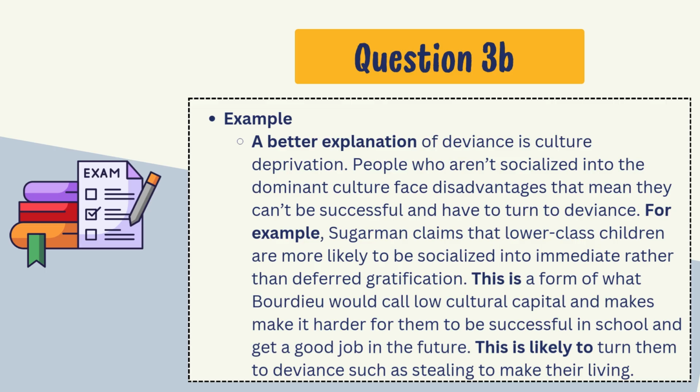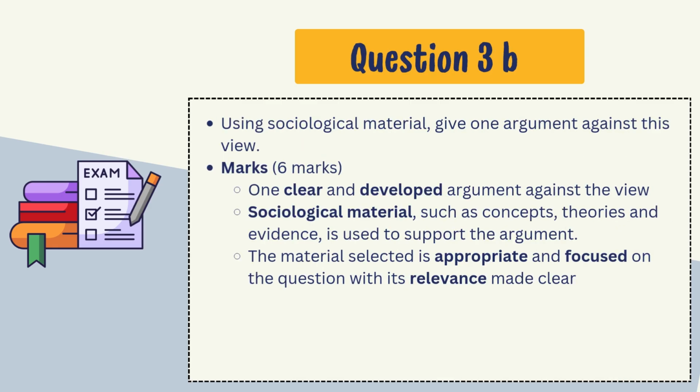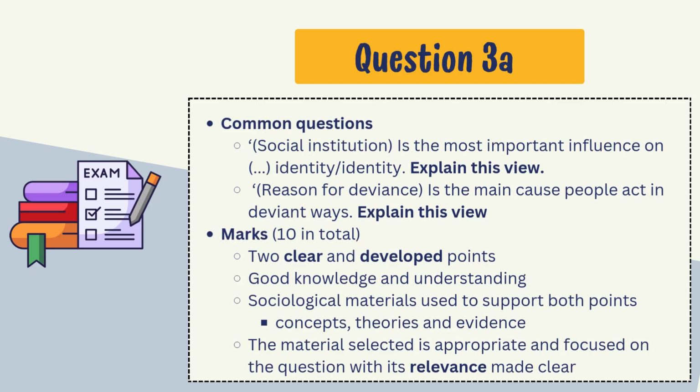So usually one of the easiest ways to go against a view they're asking you is to suggest a better explanation. And this is very easy if we go back and look at the type of questions you would have. So if you have a social institution, for example, if they say the family is the most important influence, then you can go against this view and say, no, actually education is, or media is, or the workplace is. Just choose another one and say why that is a better one.